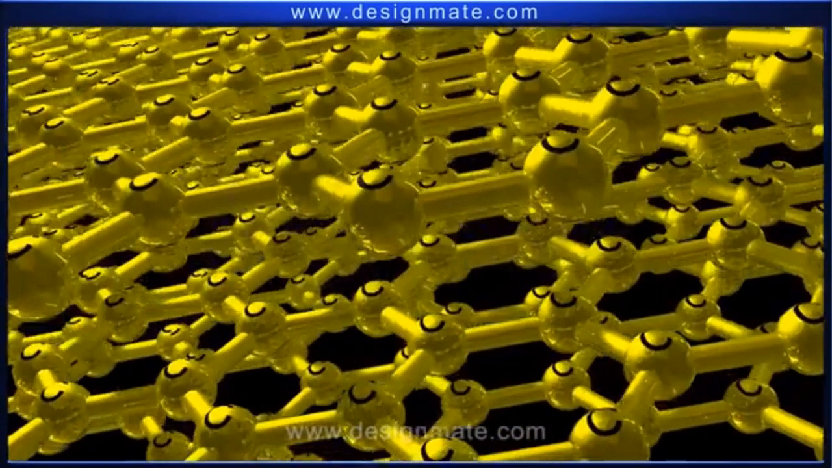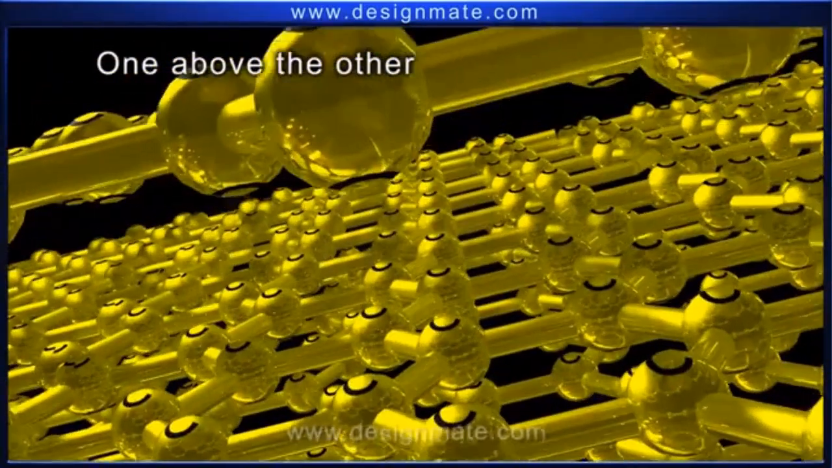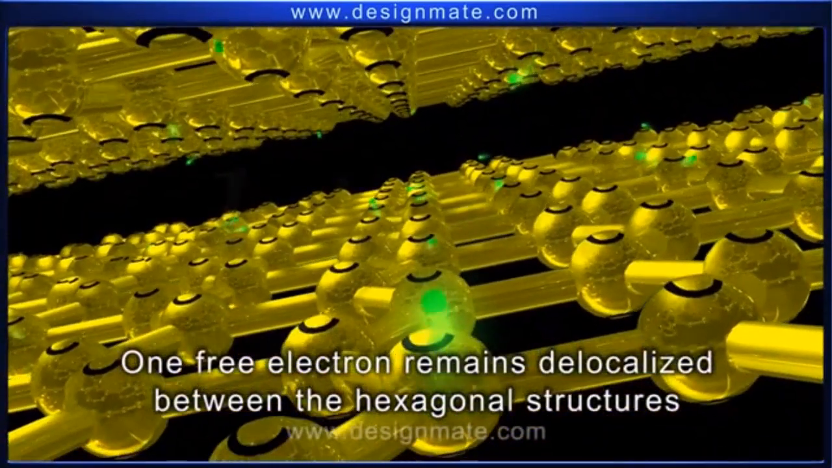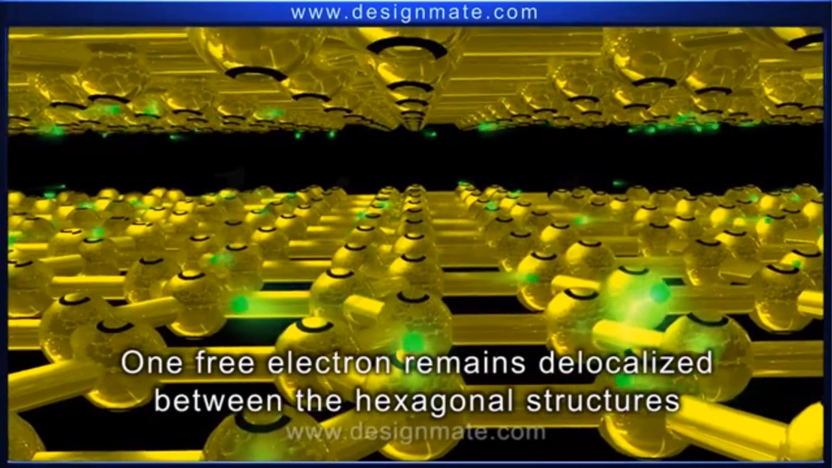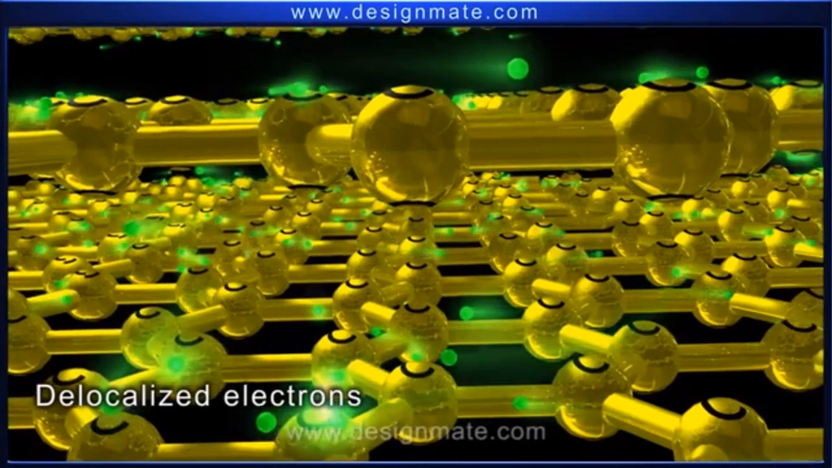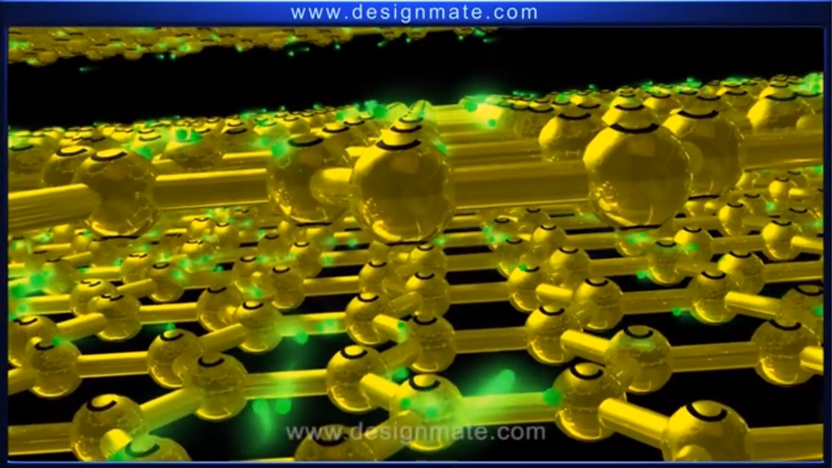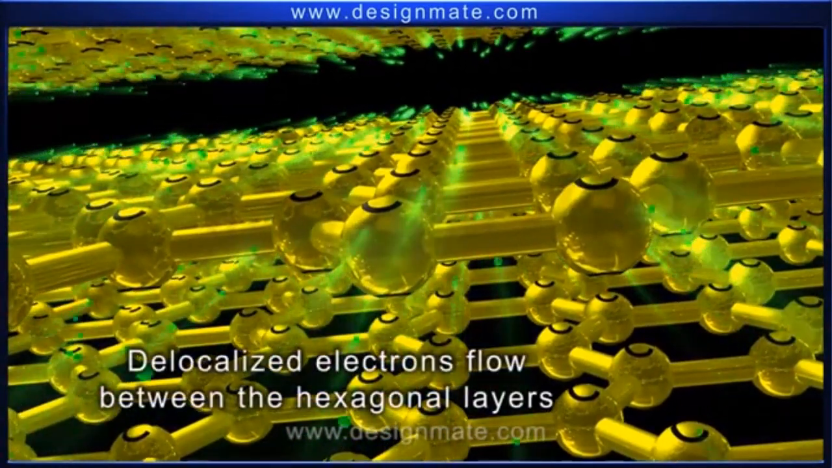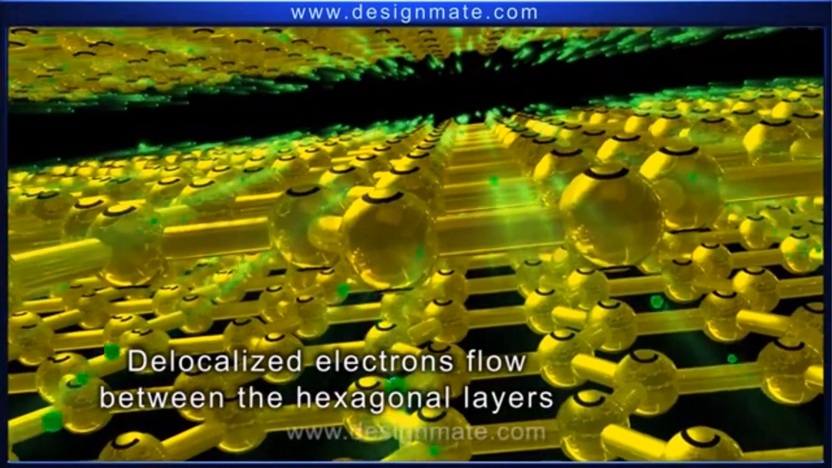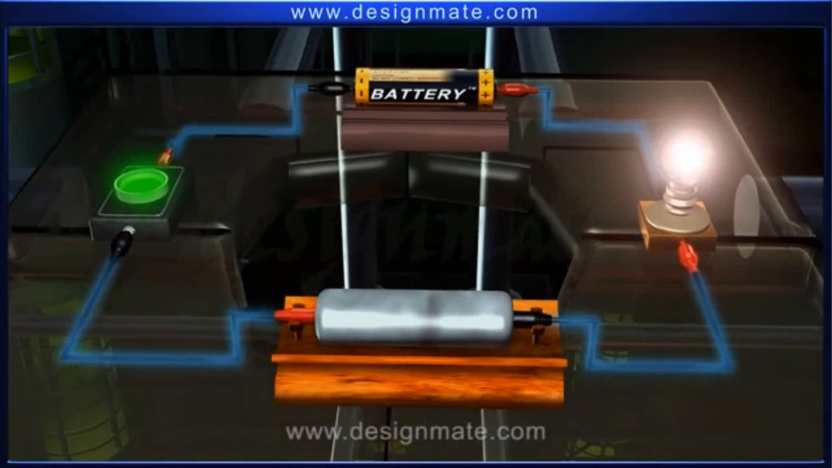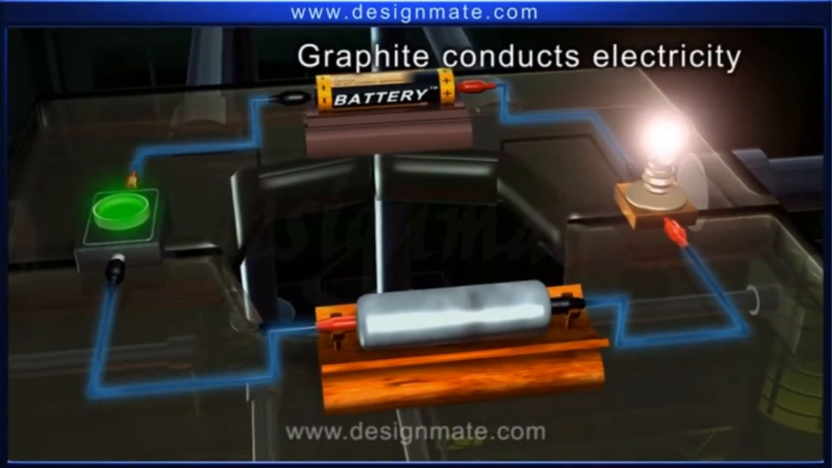Many such hexagonal structures are arranged one above the other. In graphite, each carbon atom gives 1 free electron, which remains delocalized between the hexagonal structures. So, there is a large number of delocalized electrons free to move between the hexagonal structures. When electricity is passed, these delocalized electrons flow between the hexagonal layers and conduct electricity. Thus, graphite conducts electricity.